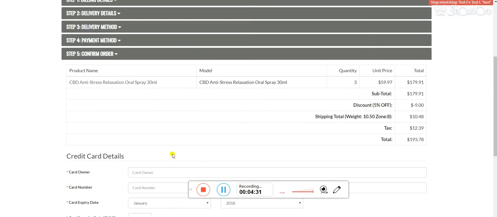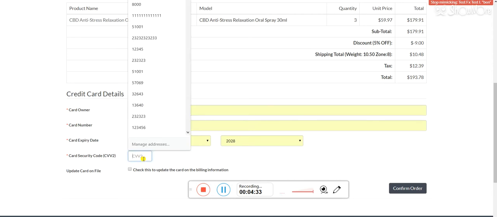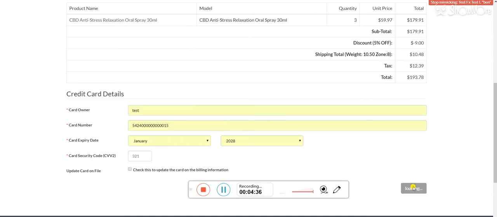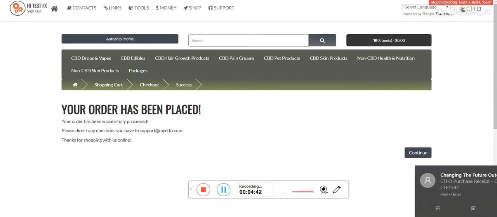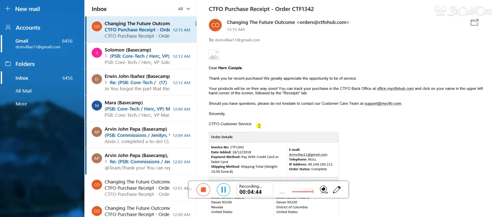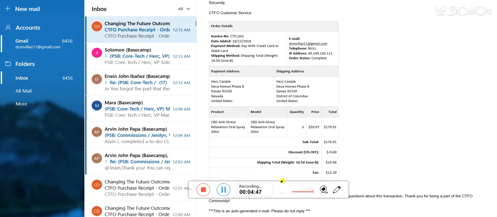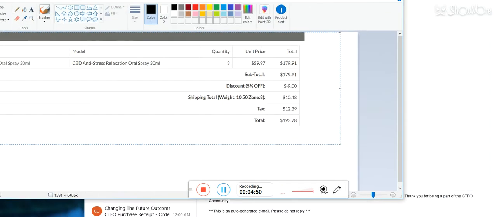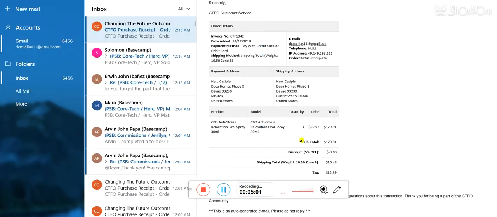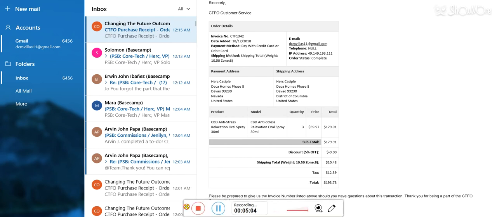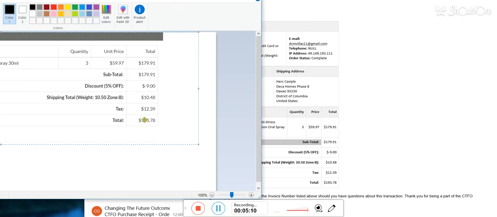So we are going to test for an approved transaction first. Okay, let's wait for the email. So this is my email receipt. Then let's check for the totals. As seen here, subtotal is 179.91, discount is 9, 10.48, 12.39, total of 193.78. So that's the same thing here.